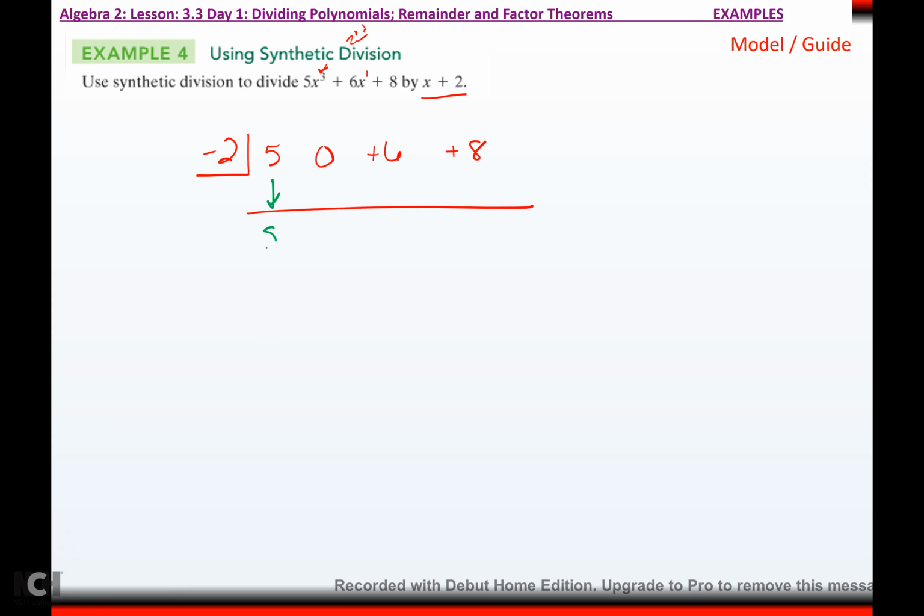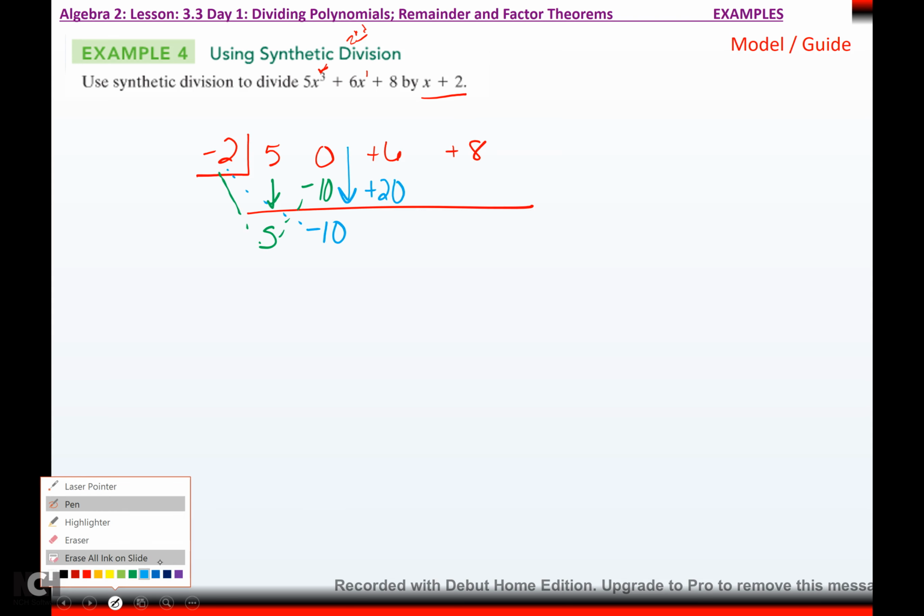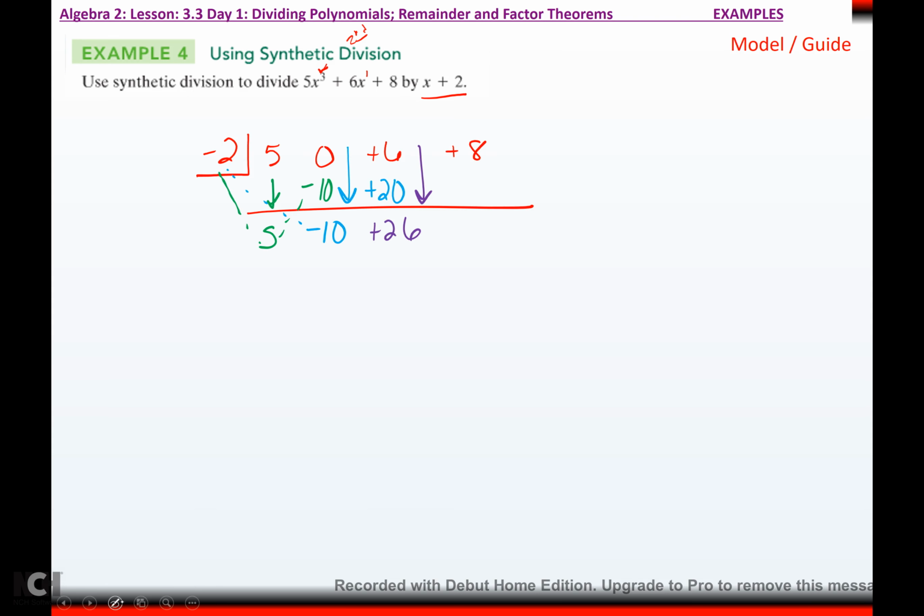First guy out is 5, runs to the store, multiplies by negative 2, brings back negative 10. 0 eats negative 10 and comes out negative 10, who goes back and multiplies by negative 2, which brings back positive 20. Positive 6 eats positive 20, which comes out positive 26, times negative 2. Sorry, let me put it in color. 26 times negative 2 brings back negative 52, and 8 minus 52 is negative 44.